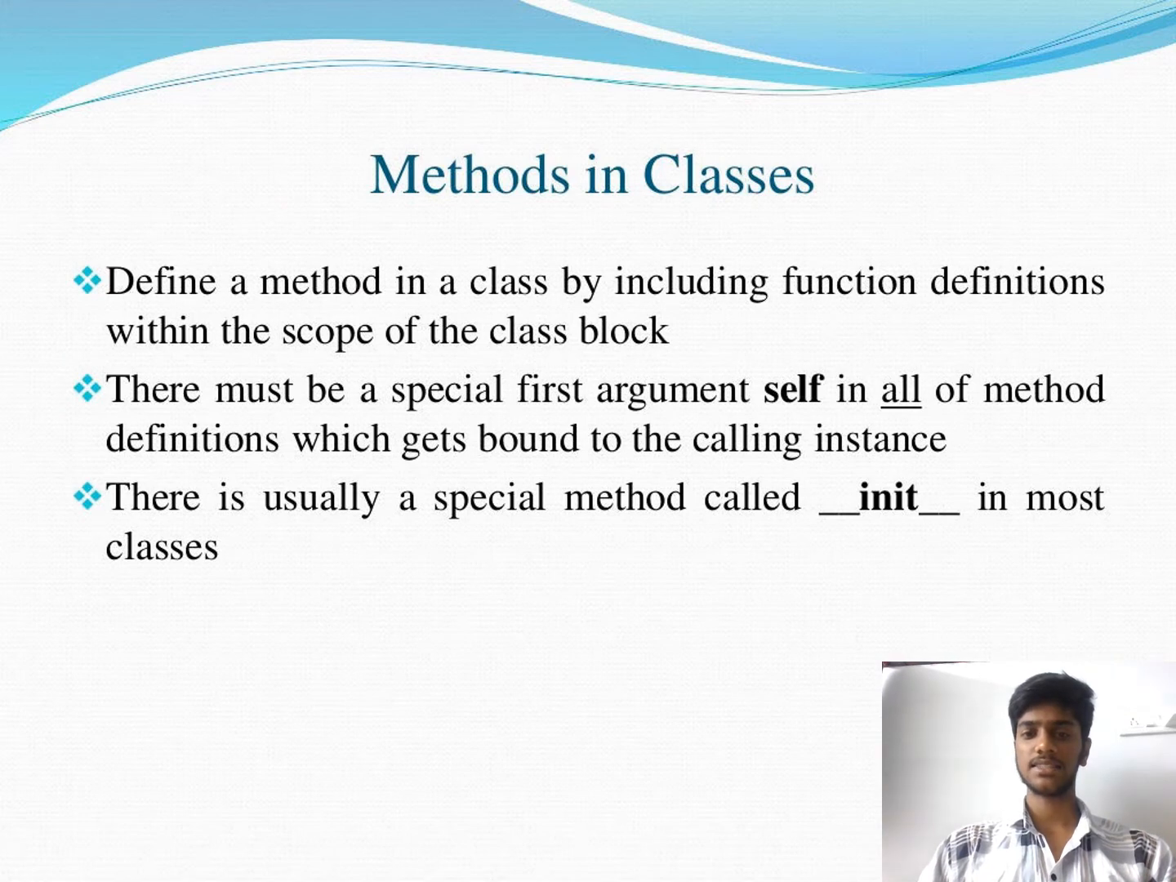Methods in classes. Define a method in a class by including function definitions within the scope of the class block. There must be a special first argument self in all method definitions, which gets bound to the calling instance. There is usually a special method called __init__ in most classes.